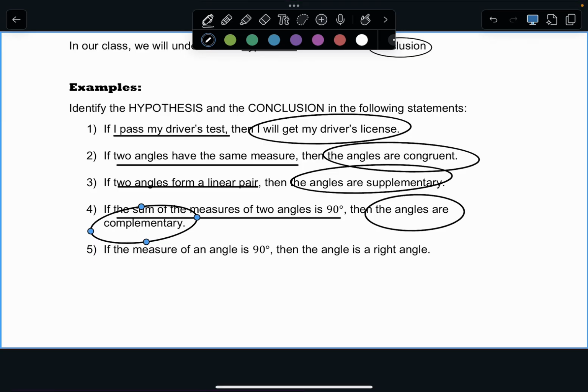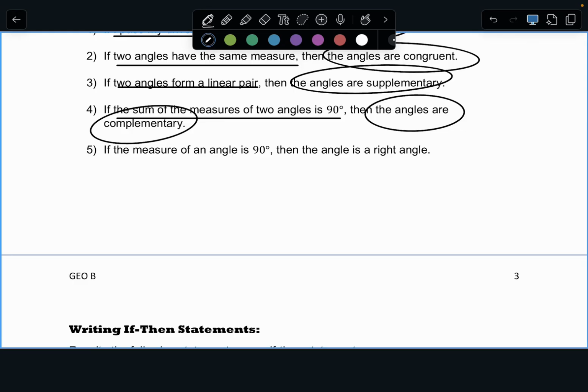Last one. If the measure of an angle is 90 degrees, then the angle is a right angle. Ryan, give me my hypothesis. So, number 5? Number 5. What's my hypothesis? What do you think? You can phone a friend if you need to. What's my if part? Hold on. Let him think. Yeah, if the measure is in Perfect. The measure of an angle is 90. That's my hypothesis. Then what happens? What's my conclusion? Cece. The conclusion would be that angles are right angles.